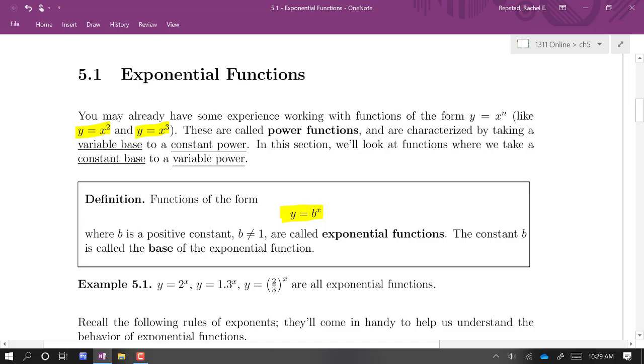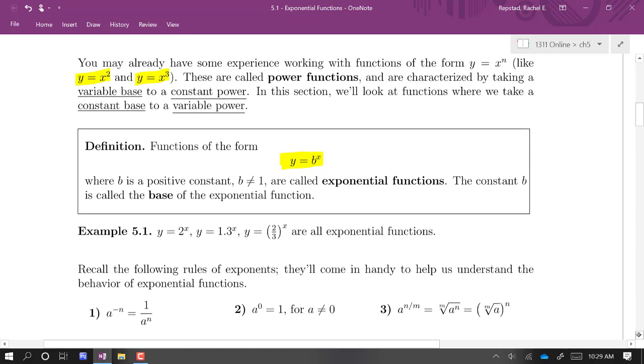The reason that we require the base not be equal to 1 is that 1 raised to any power is just 1, and so if your base is 1, it's just a constant function, which is boring. It's not actually exponential.